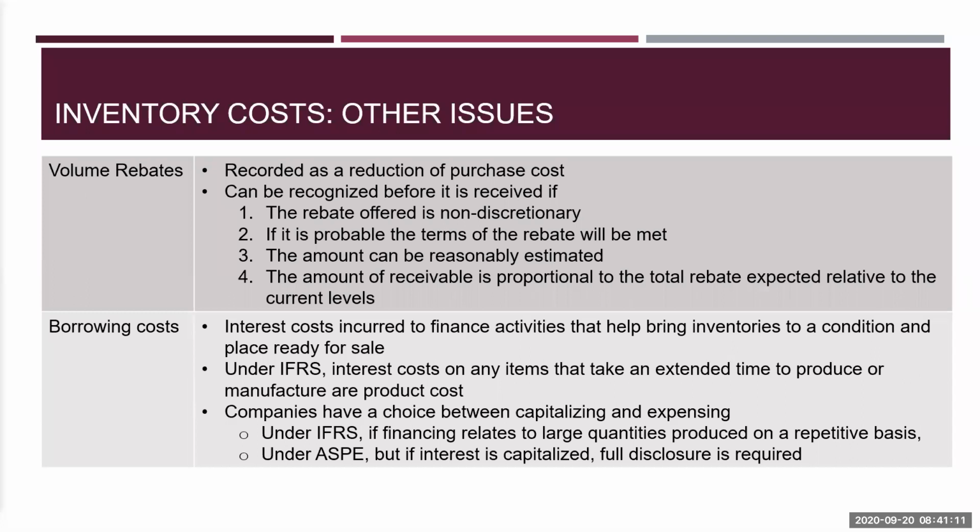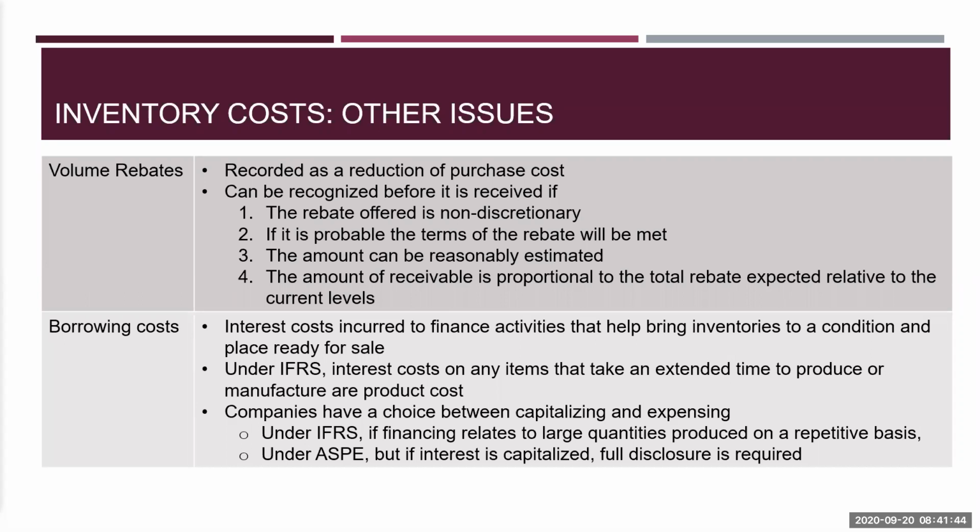Now, the borrowing cost is the cost that the company incurs when they borrow the money to manufacture that inventory; there is interest attached to those borrowings. So that is what borrowing cost is. So the interest cost incurred to finance these activities that help bring inventories to a condition and place ready for sale. Under the IFRS, the interest cost on any item that can take an extended time to produce or manufacture are product cost.